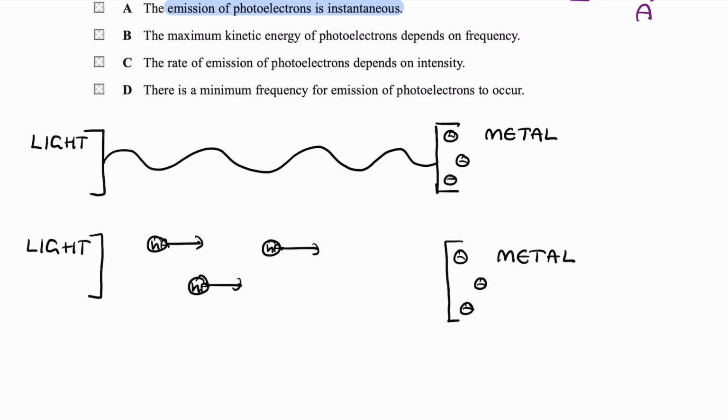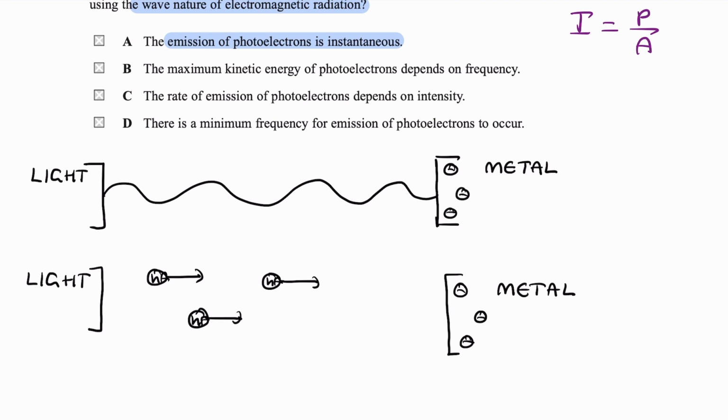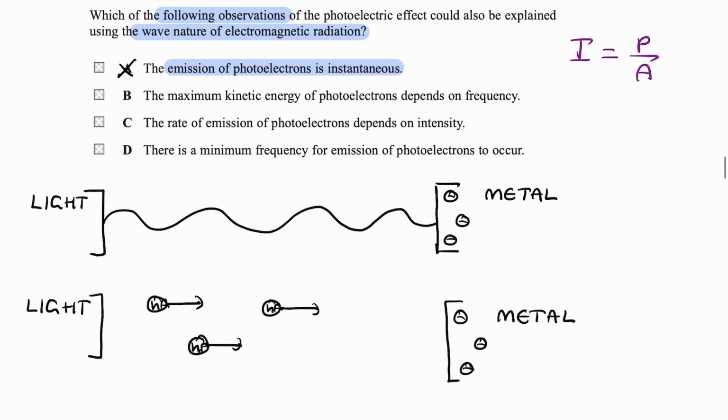So option A, the emission of photoelectrons is instantaneous. This is a particle model phenomenon, as we discussed, not a wave model phenomenon. In the wave model, there should be a time delay. In the particle model, they gain their energy instantaneously. So it can't be A. We're trying to see which of these options can be explained by the wave nature of EM radiation.